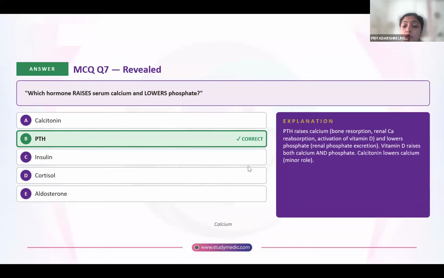What else does parathormone do? It is going to lower the phosphate level also. What does vitamin D do? Vitamin D raises both calcium and phosphate. So this is the catching point here. And what is calcitonin opposite? It's going to reduce your calcium level. So this is the key difference between your parathormone, your vitamin D and your calcitonin. All three are associated with maintenance of your calcium levels.